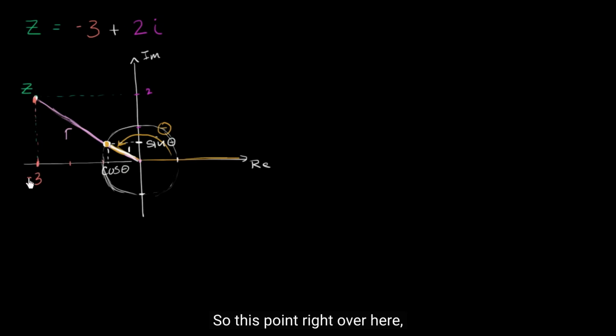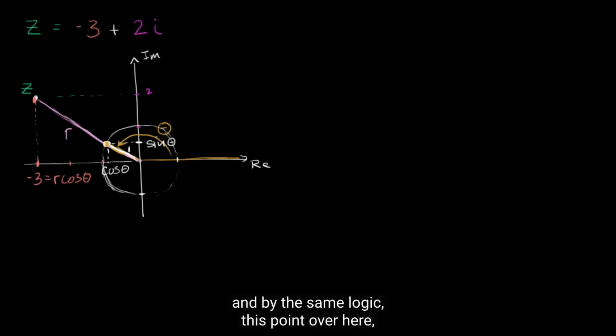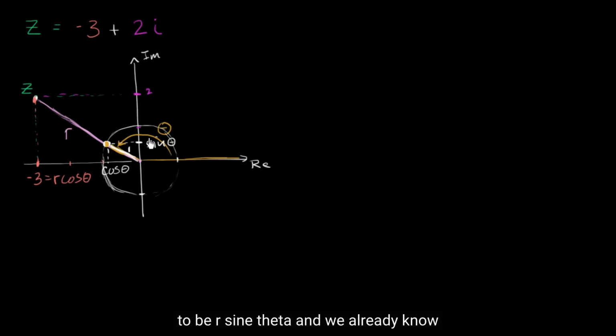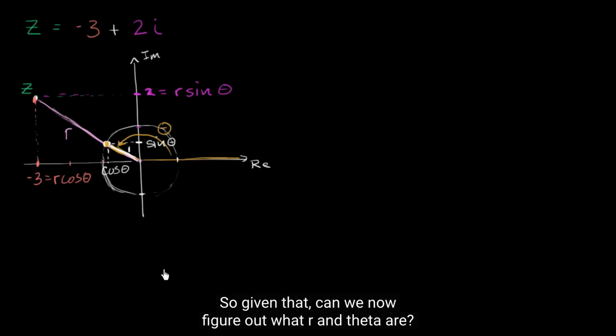So this point right over here, which we know is -3, is going to be equal to r cosine of theta. And by the same logic, for the vertical coordinate, we're going to scale up sine theta by r, r times as far. So this point right over here is going to be r sine theta. And we already know that that's equal to 2, r sine theta. So given that, can we now figure out what r and theta are?